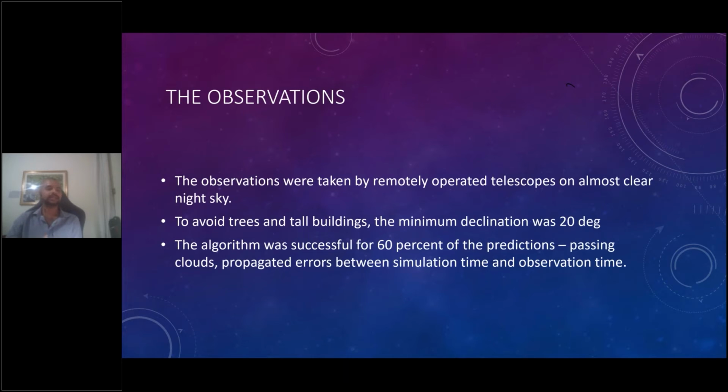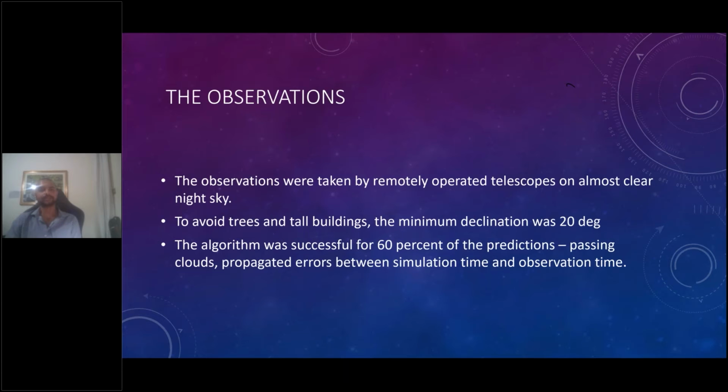In this case, the TLEs are released every few tens of hours, every 15 hours or so, or based on any anomaly. So it depends exactly on which satellite you're looking at. The updating of the TLE depends on that. Because of this variation, you can also see that the errors are propagated between the TLE generation and the observation time.